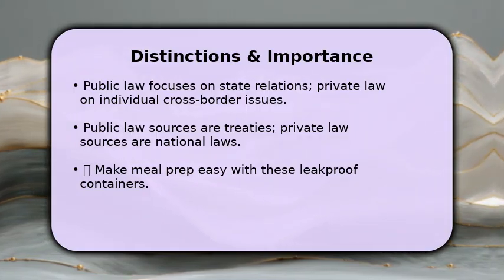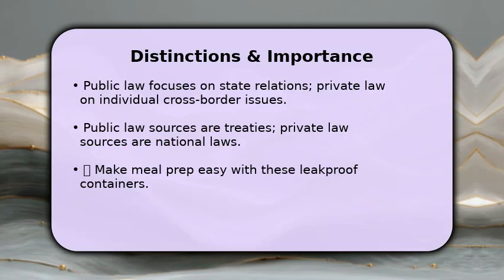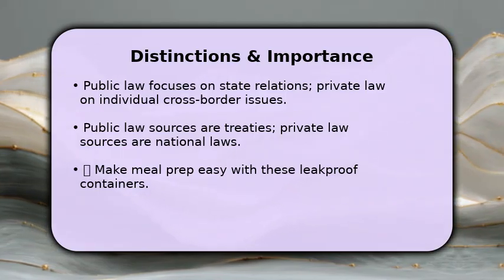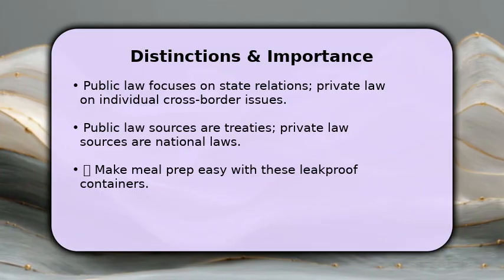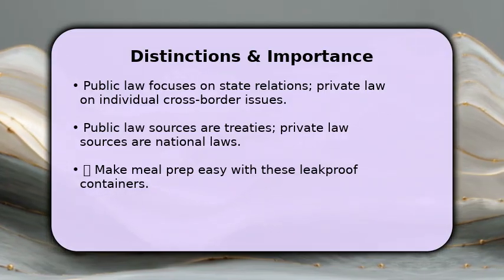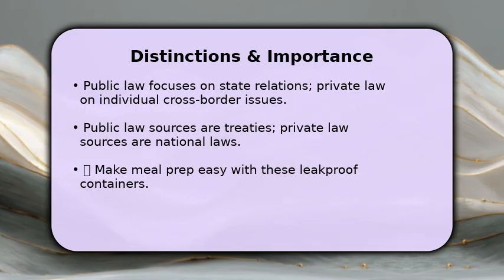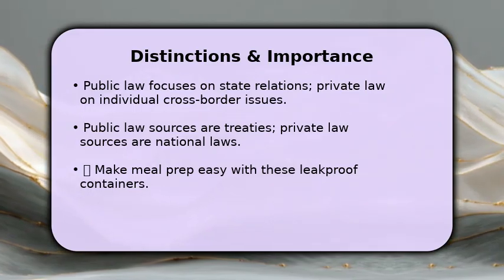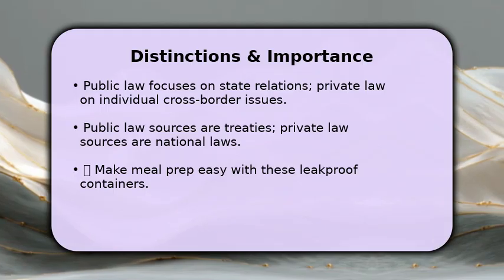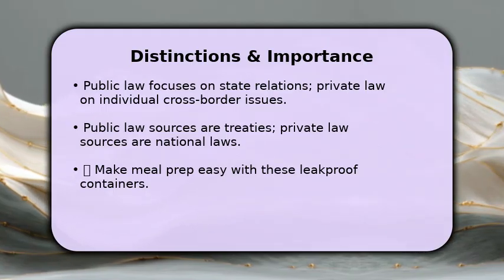In summary, public international law regulates states and international organizations, drawing from treaties and custom to manage global affairs. Private international law, conversely, resolves conflicts between private parties across borders, relying on national laws and conventions to determine applicable legal systems. Both are vital for a functioning global society, ensuring order and justice in their respective domains.